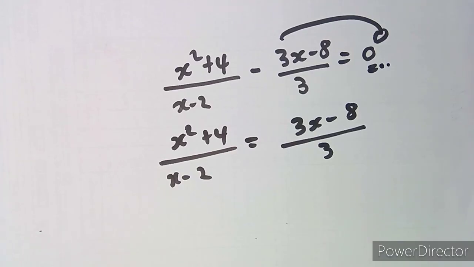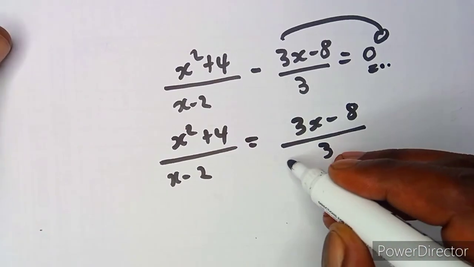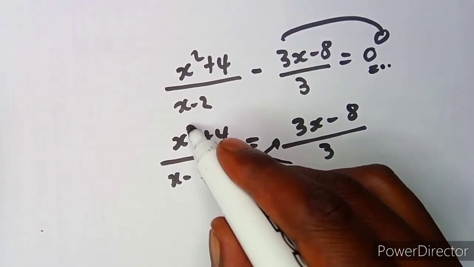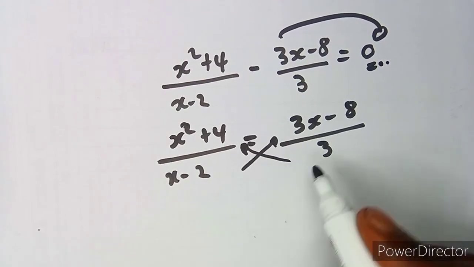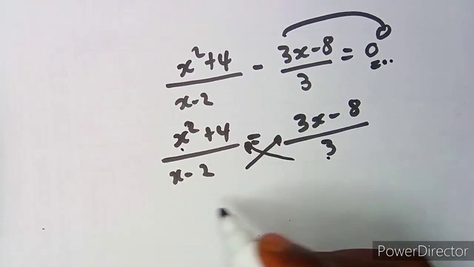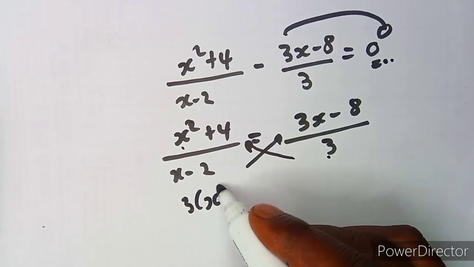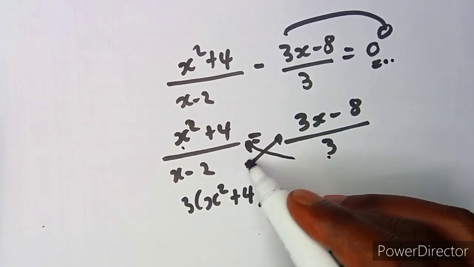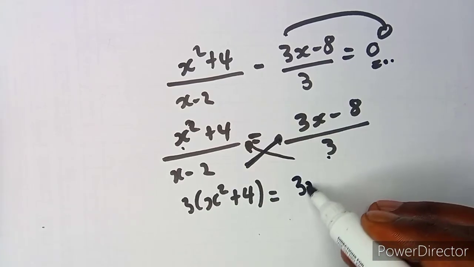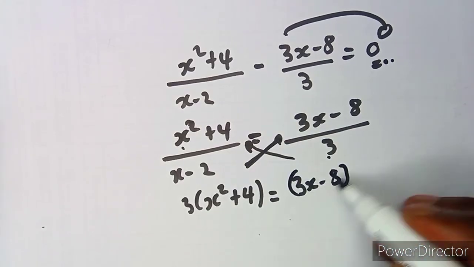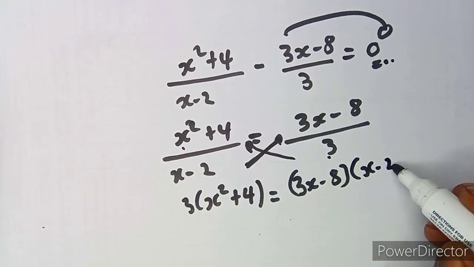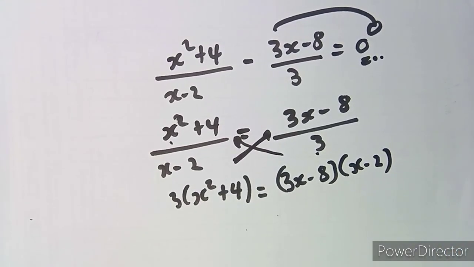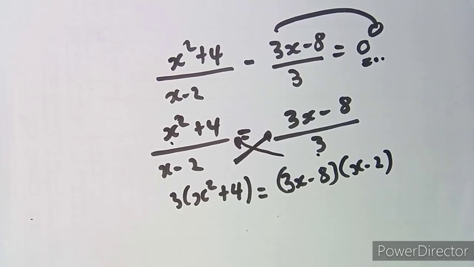We just need to cross multiply from this stage. So let's cross multiply and see what we have. 3 is going to multiply this x squared. So it's 3 multiplying everything. So it's 3 into x squared plus 4, which is equivalent to this side multiplying that side, which is 3x minus 8 into x minus 2. That is what we're obtaining after the cross multiplication.